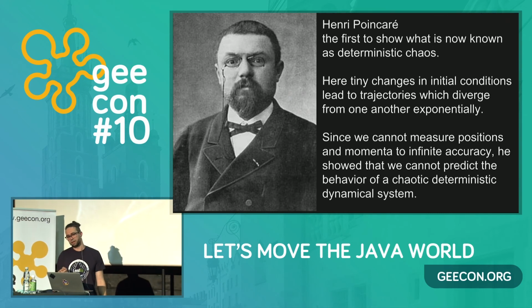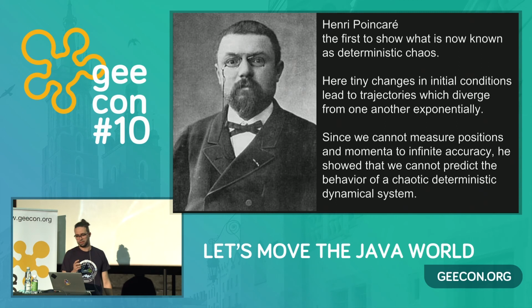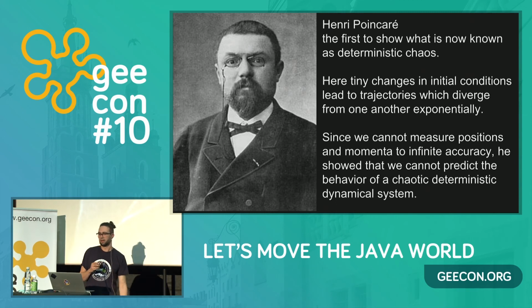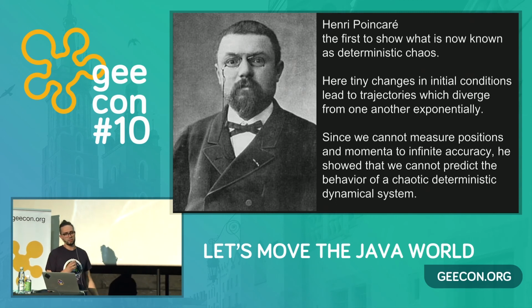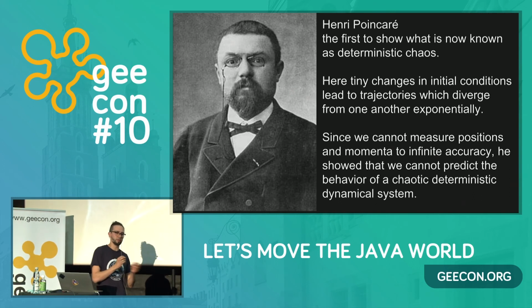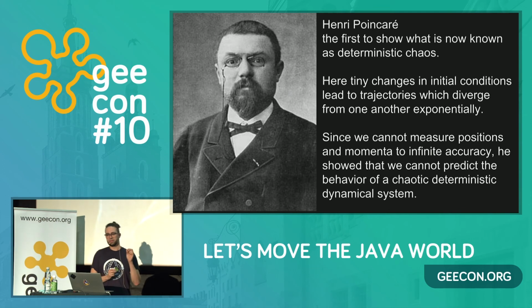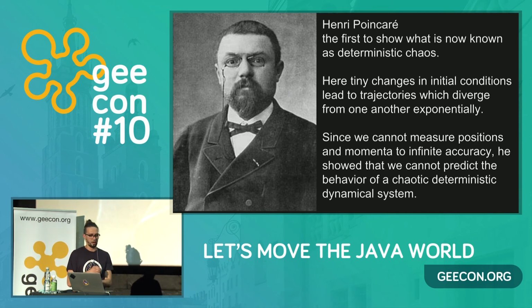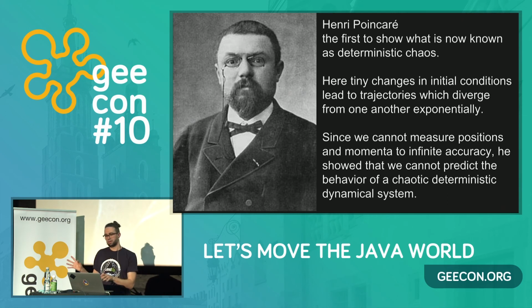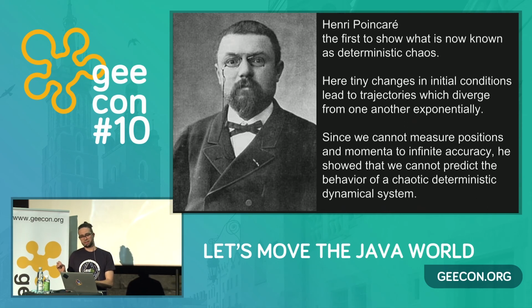Henri Poincaré was the first to define something called deterministic chaos. It means that if you have systems where a lot of components are dependent on each other, a tiny change in initial conditions can result in totally different systems. Which means that you can have a deterministic system that cannot be predicted.